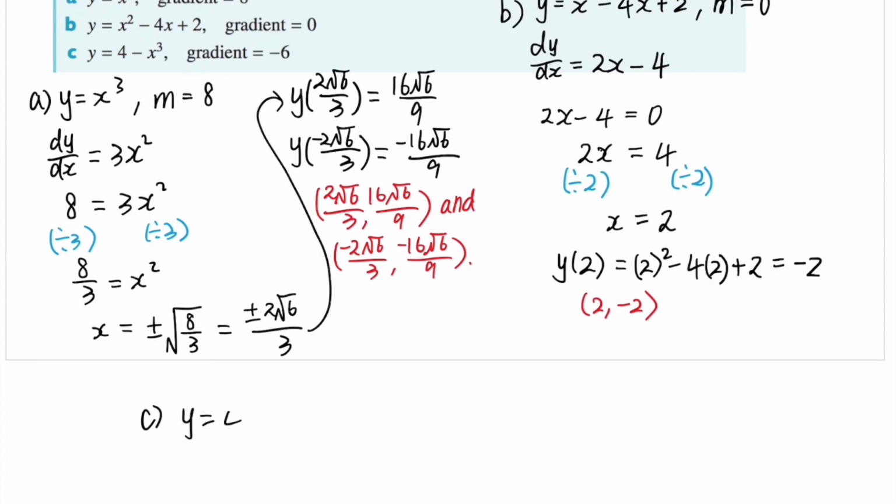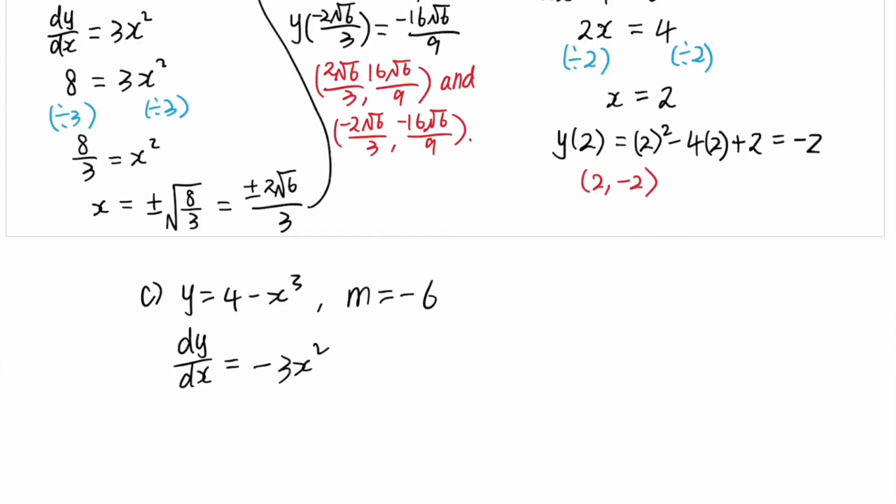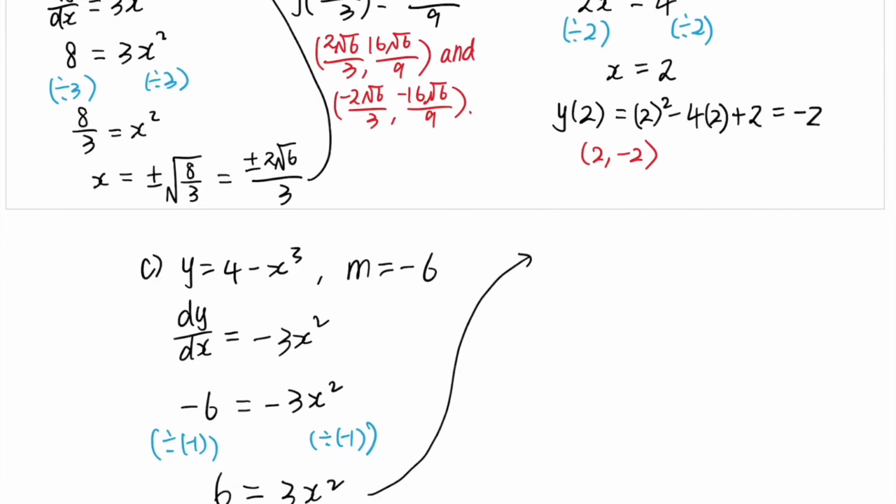Last question, we have y is equal to 4 minus x cubed. dy over dx, the constant term 4 disappears, and the second term, negative x cubed, becomes negative 3x squared. Okay, now we have the gradient, negative 6, is equal to our derivative function. So if we divide by negative 1 on both sides, we are left with positive 6 is equal to 3x squared. Okay, so we're trying to make them positive numbers. And if we divide by 3 on both sides, we have 2 on the left-hand side, and on the right-hand side we're left with x squared only. Taking the square root, x is equal to plus or minus square root 2.